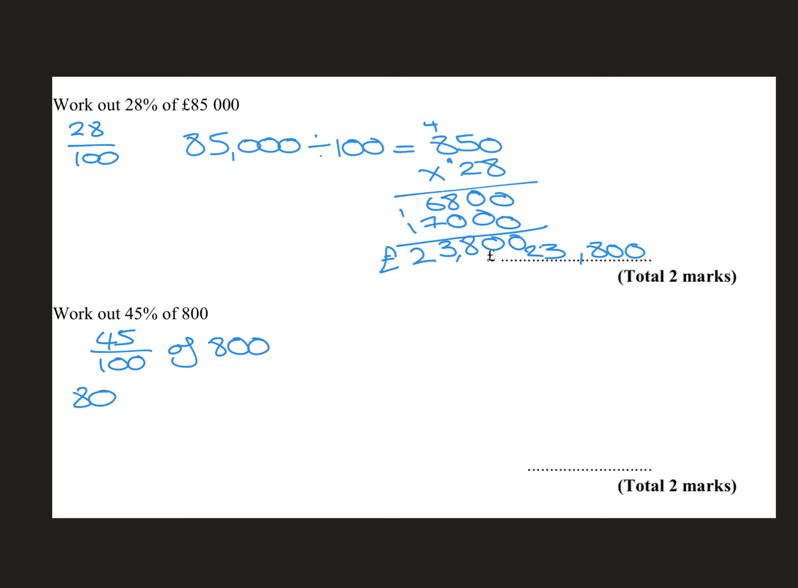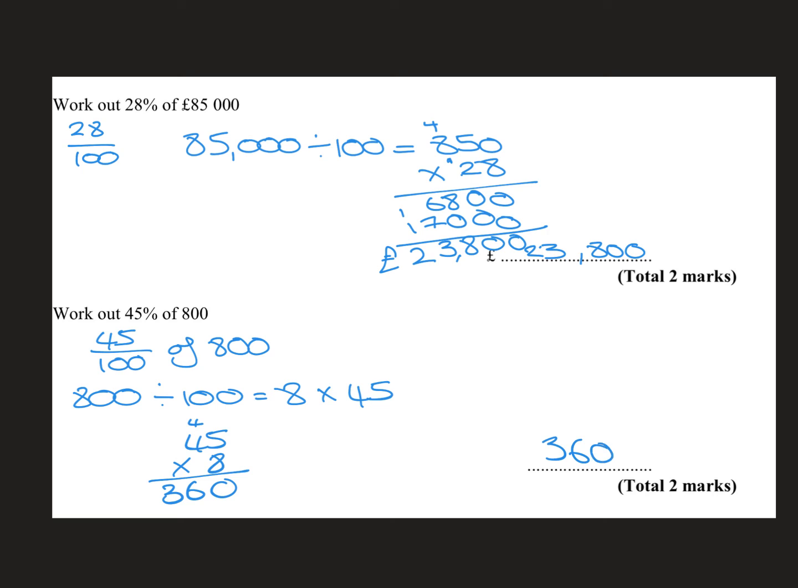So 800 divided by the bottom, so divided by 100, is 8. And then I need to times that by 45. So 8 times by 45. 45 times by 8. So 5 eights is 40. 8 times by 4 is 32. Plus 4 would be 36. And there's no units in this, so the answer would just be 360.